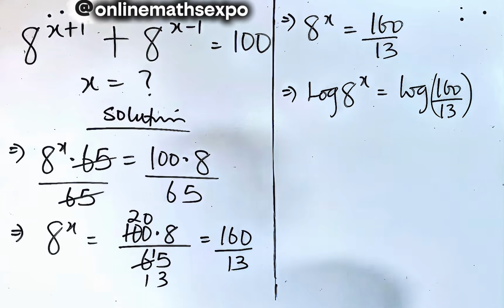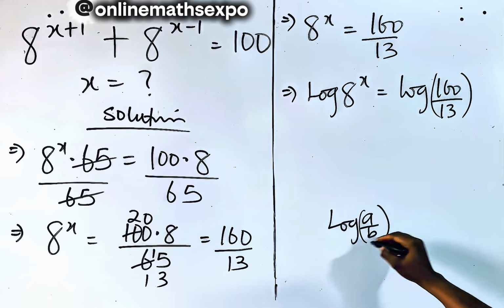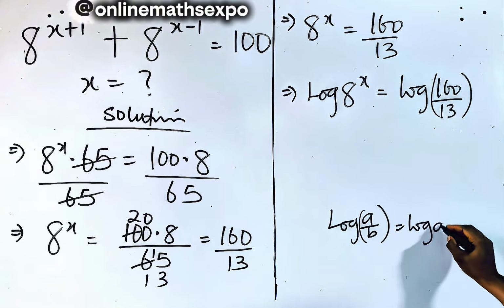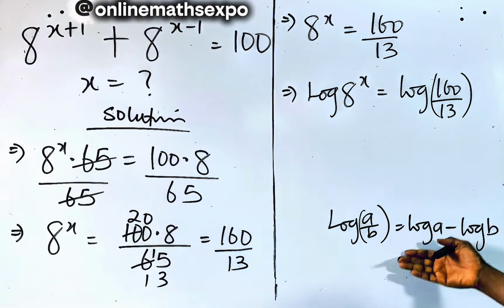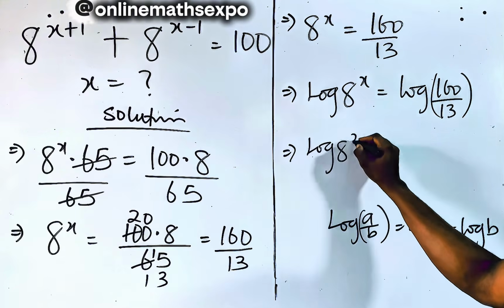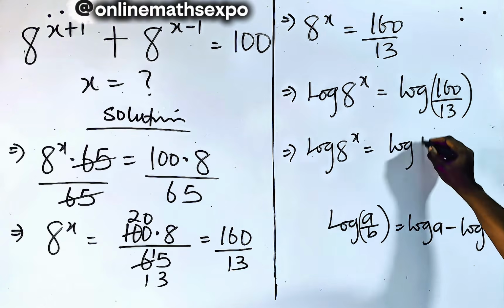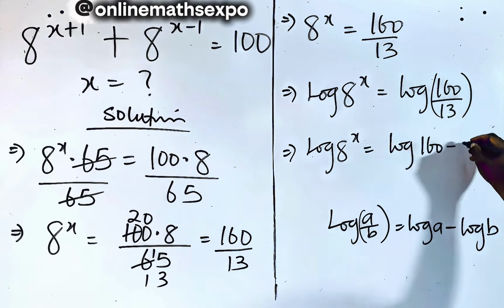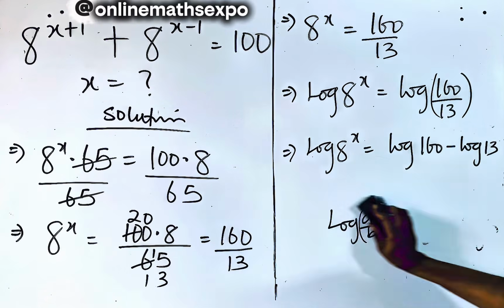Now remember quickly, for every log of a divided by b, this division turns to subtraction. So if you apply this here, you are going to have log of 8 to the power of x is equal to log of 160 minus log of 13. Now, what do you think we should do next?